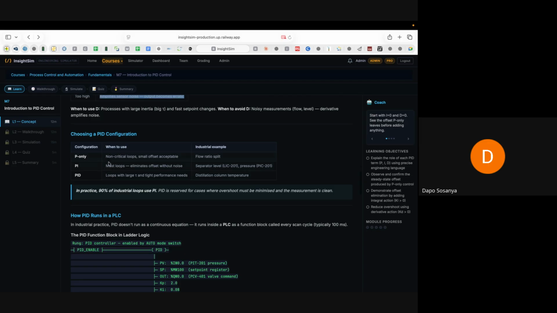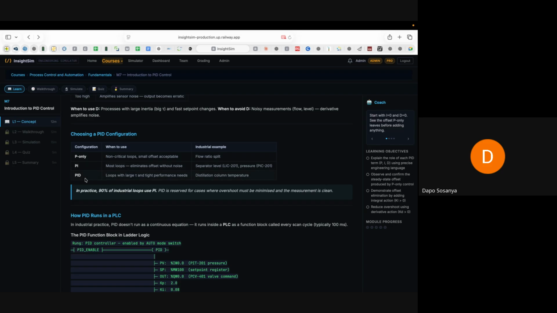So, using your PID only when you have non-critical loops and when small offset is acceptable, right? An example is your flow ratio split, right? For PI, most loops, I mean, this is the most popular configuration, because it eliminates offset without noise, right? So in your level loops, your pressure loops, and so on and so forth, right?